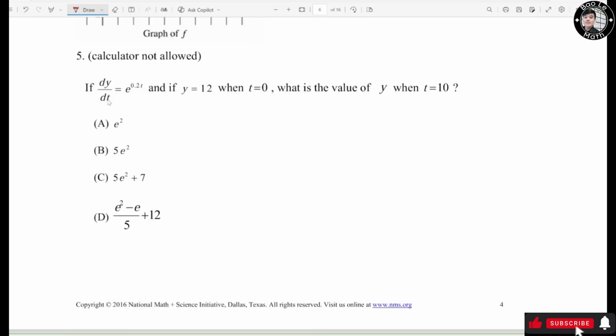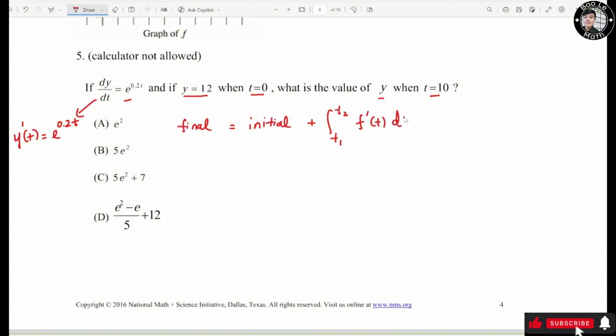If dy over dt equals this, and y equals 12 when t equals 0, what is the value of y when t equals 10? So y prime of t equals e to the 0.2 t. We need to use the fundamental theorem of calculus: the final amount equals the initial amount plus the integral from t1 to t2 of f prime of t dt.